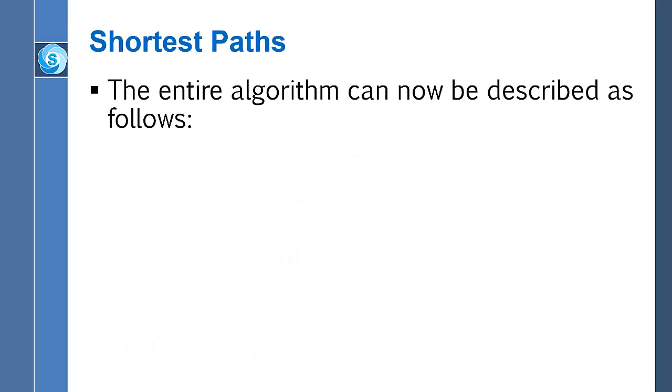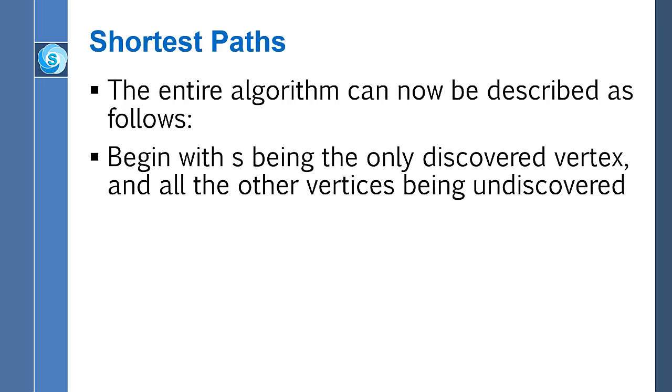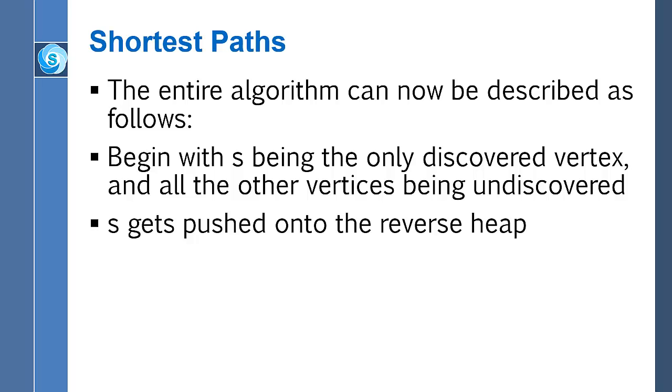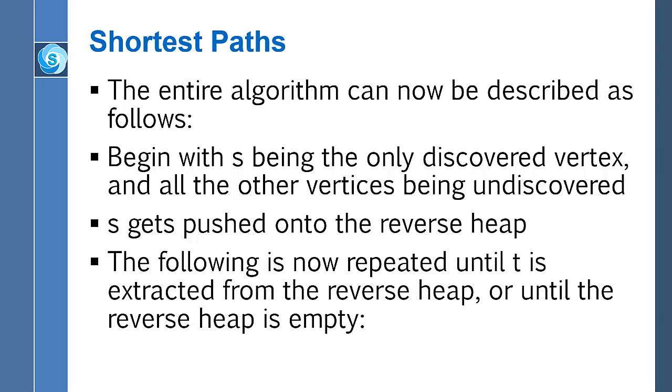The entire algorithm can then be described as follows. Begin with S as the only discovered vertex and all the other vertices as undiscovered. Push S onto the reverse heap. Let me point out that we earlier mentioned that S dot d is 0, so it should be mentioned here too. It's not. We initialize S dot d to 0. Initialize all of the other vertices V: we initialize V dot d to infinity.